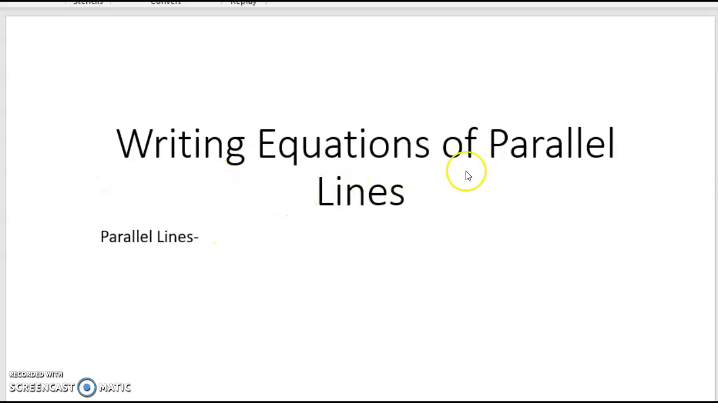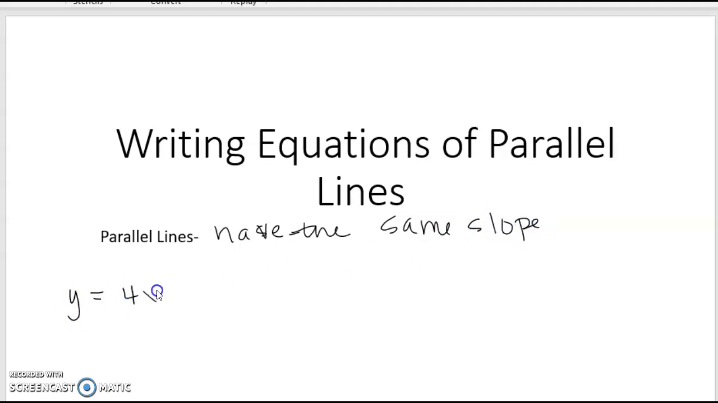All right, today we're going to focus on parallel lines, and let's remember that parallel lines have the same slope. For example, y equals 4x plus 1 is parallel to y equals 4x minus 5 because their slopes are the same.